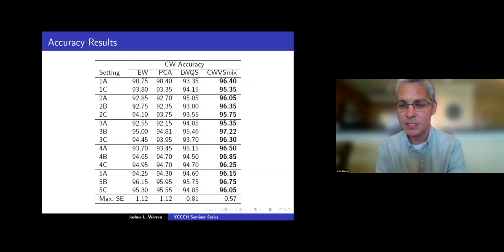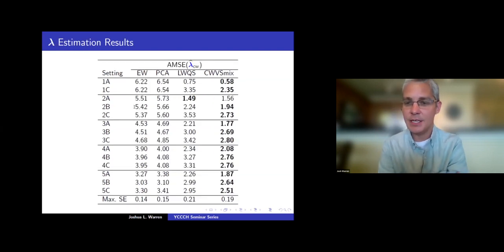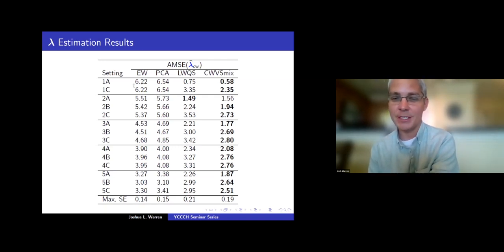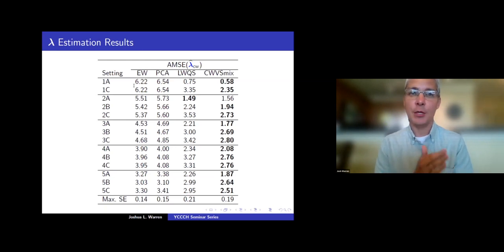CWVS mix consistently was able to get the critical window set more accurately than the other methods, which struggled in varying degrees across these different settings. In terms of estimating the weight parameters, generally CWVS mix has a lower mean squared error, so it's doing a better job of estimating these parameters. As you would expect, with equal weights, if you assume each pollutant and interaction is playing an equal part in the story, you can be very bad off a lot of times, which is why these values are so high for some of these methods.